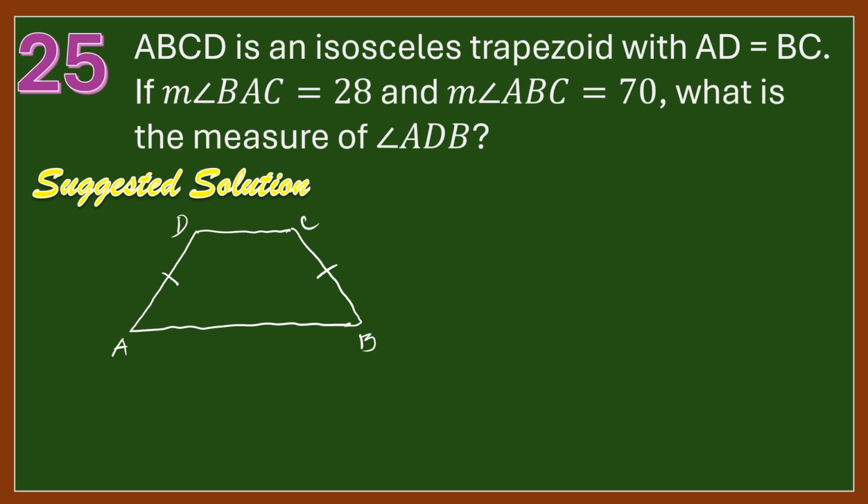Measure of angle BAC equals 28. So let us draw angle BAC that is equal to 28 degrees. And measure of angle ABC equal to 70 degrees. So we have 70 degrees. What is the measure of angle ADB? Then let us draw angle ADB that is equal to the unknown value.